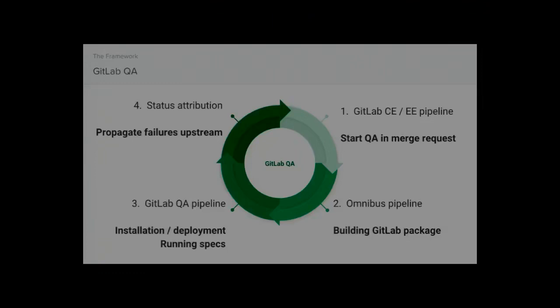GitLab QA pulls images from the container registry, orchestrates test environment, and runs end-to-end tests against test environment. Later we propagate pipeline status upstream directly into the merge request to make it possible for developers to see the status. And now, live demo.